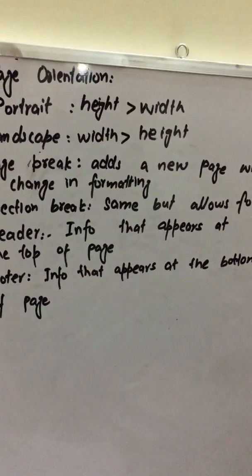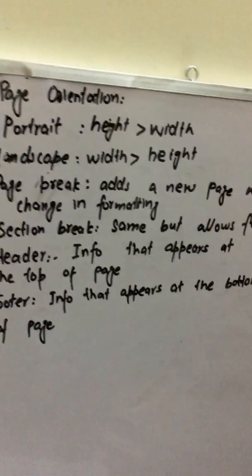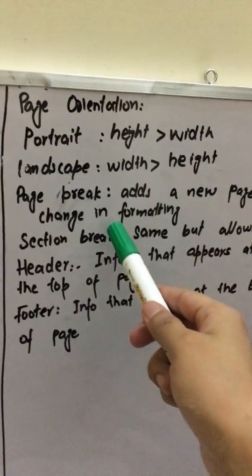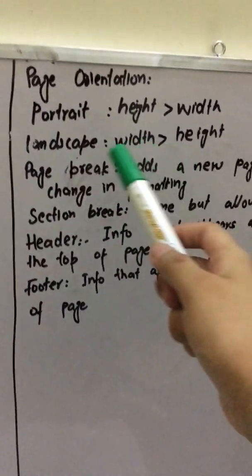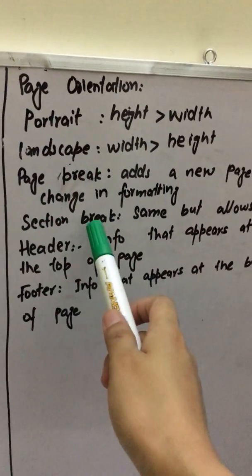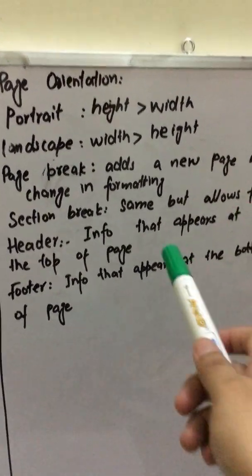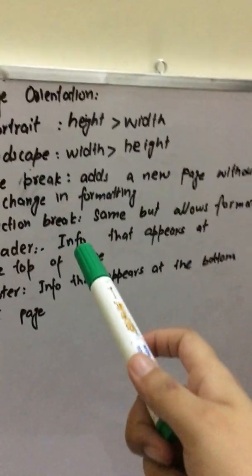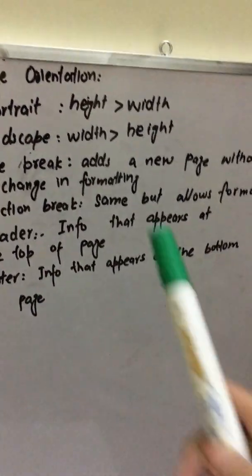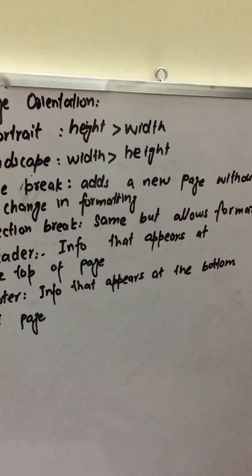But what is the difference between the two? The difference is that a page break adds a new page without changing the formatting. It will keep your formatting the same on the next page. But what does a section break do? A section break also inserts a new page, but it allows you to change the formatting of the page. When you insert a section break, you can change the formatting of your page.